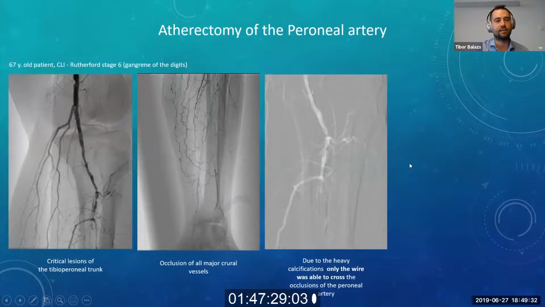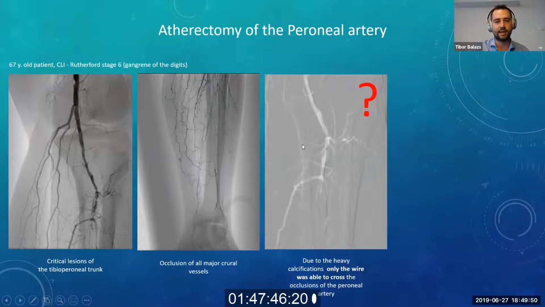The last patient, this is a 67-year-old patient with a critical limb ischemia with Rutherford stage 6 with gangrene of the digits. You can see really sick disease below the knee vessels. And in this case, after antegrade approach, just enter the lesion with a wire.